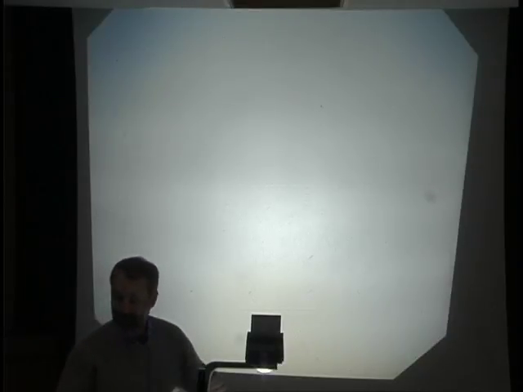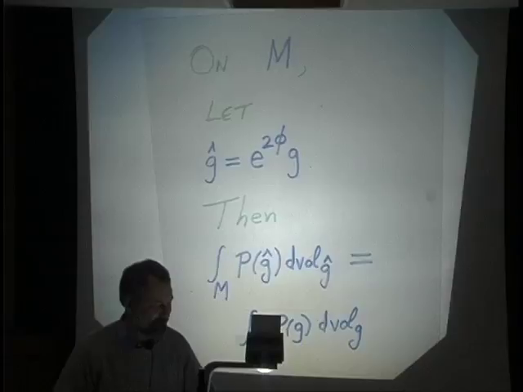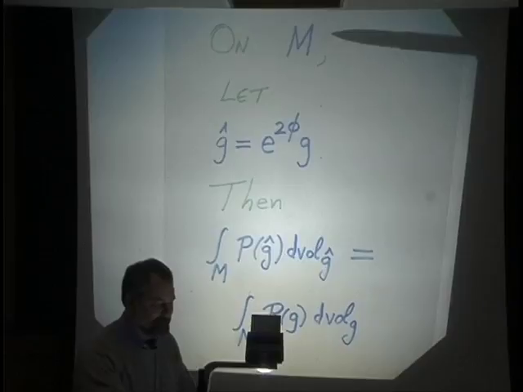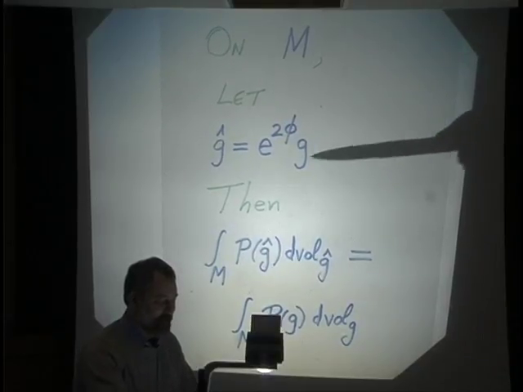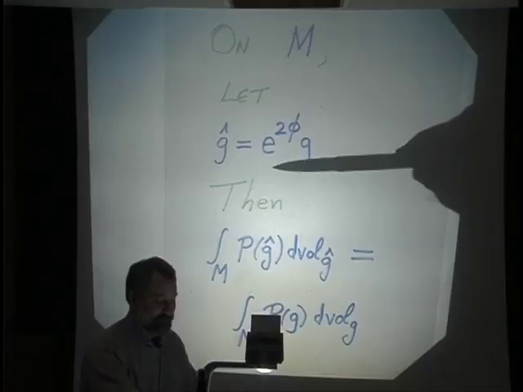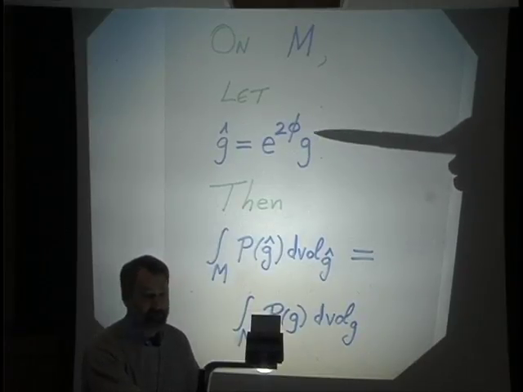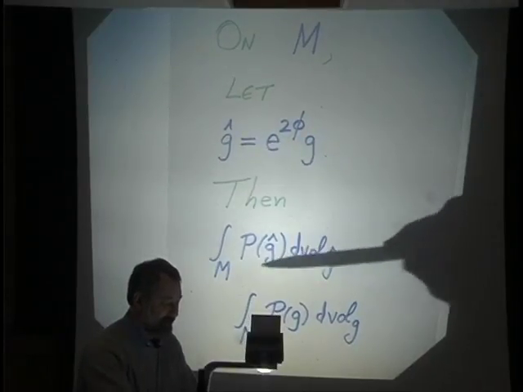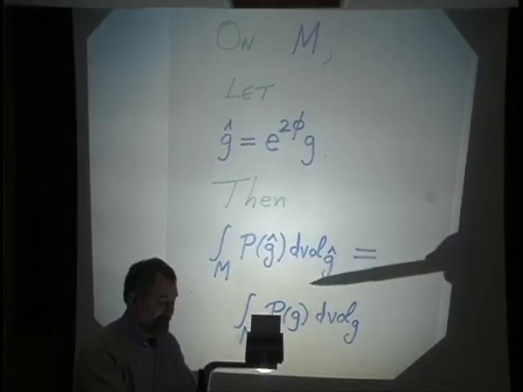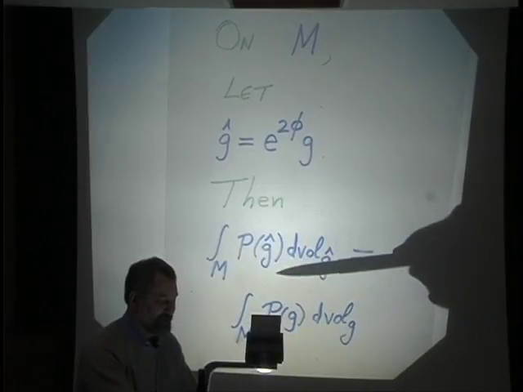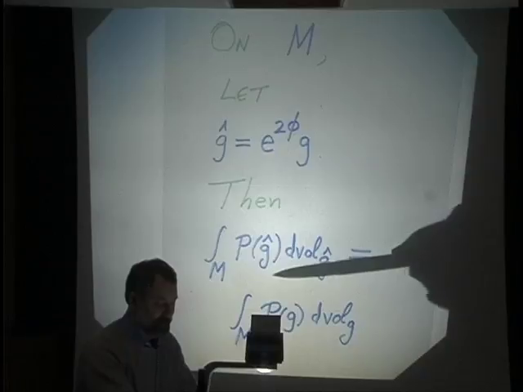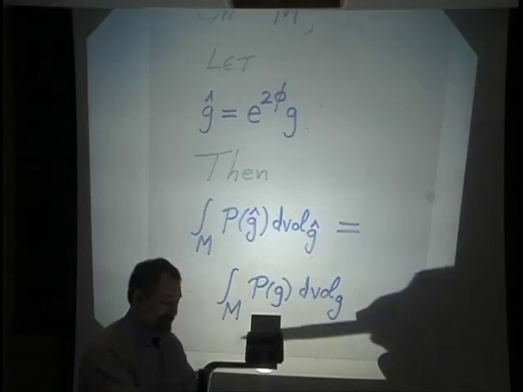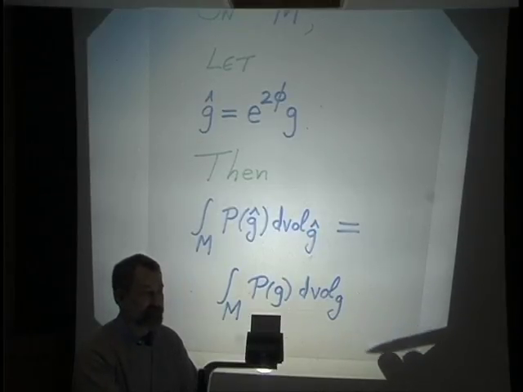Okay, but now we want its integral to have a conformal meaning. So we fix a manifold and we take a metric g and we make a conformal deformation of the metric by multiplying it by this factor e to the 2 phi. Phi is any real valued C infinity function. All right, that's the new metric g hat. And what we want is that the integral over the manifold of the polynomial associated to g hat, integrated with respect to the volume element for g hat, should be the same as the integral over M of p of g for the volume element of g.